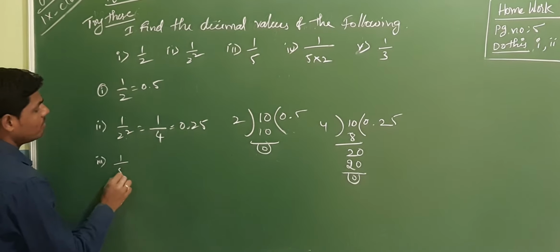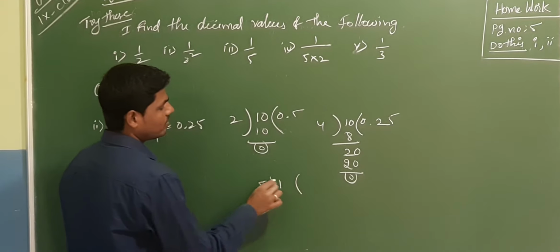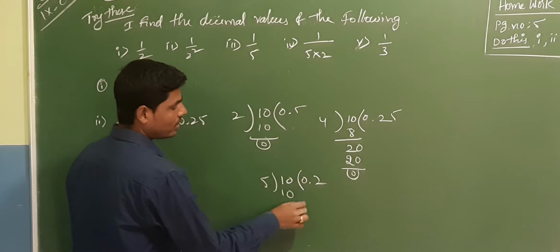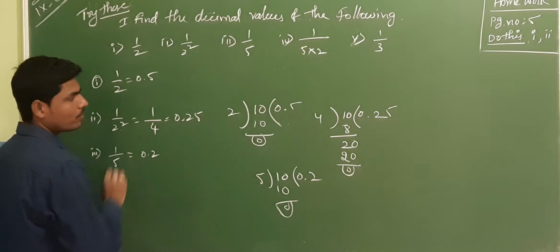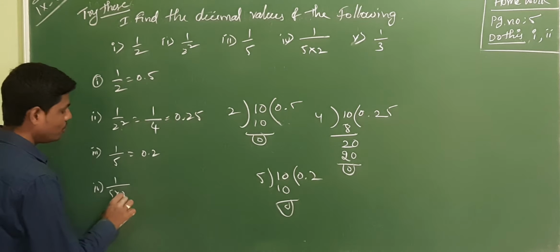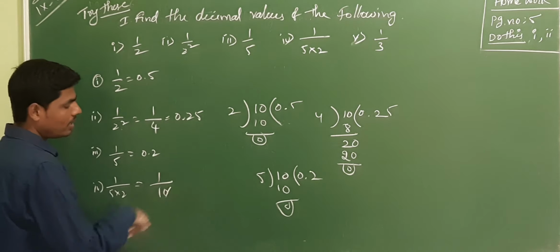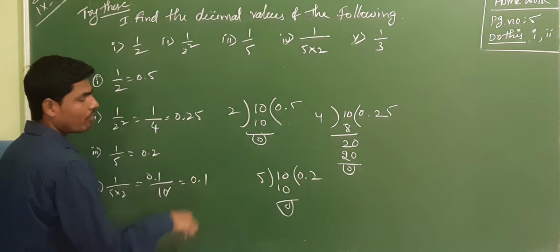Next, the third one. What is the third one? 1 by 5. Yes, 1 divided by 5, 0 point and 0. So you get 5 2s are 10. Yes, 0.2. Next, the fourth one is 1 by 5 into 2. That is 1 by 10. Cutting the 0 before 1, we take the point, so it becomes 0.1.